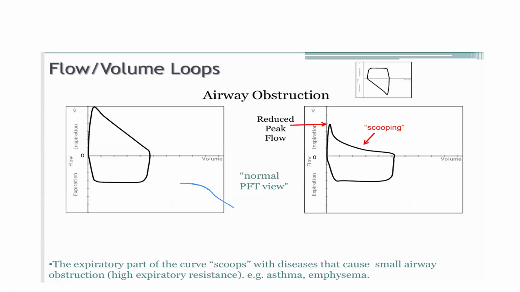So the next is the flow volume loop suggestive of airway obstruction. The expiratory part of the curve is scooped with the disease, as we can see in this diagram. So this is the scooping. So this is the expiratory part. The expiratory part of the curve is scooped with diseases that cause small airway obstruction.